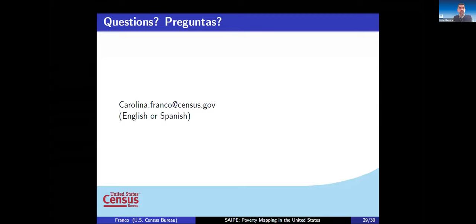Our next speaker is Ms. Natalia Arteaga. She's the statistical advisor for the Department of Social Prosperity of Colombia. And she will talk about the recent experience in poverty mapping in Colombia. Please, Natalia, the floor is yours.